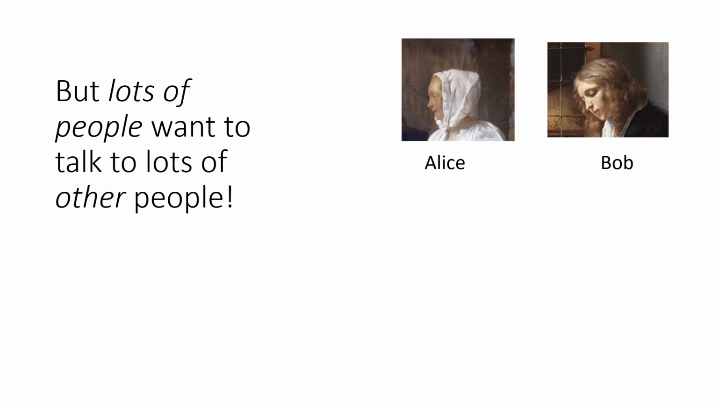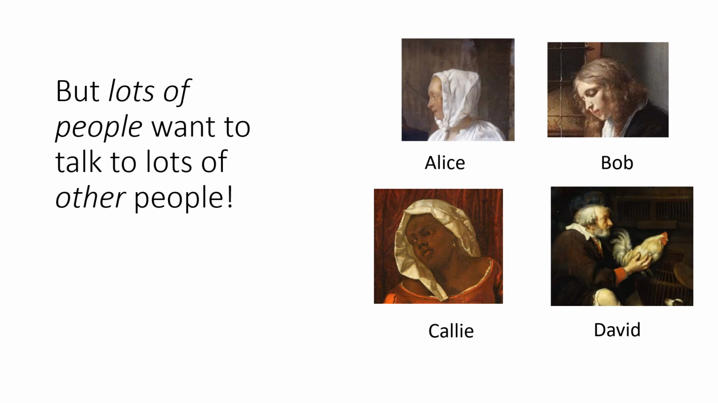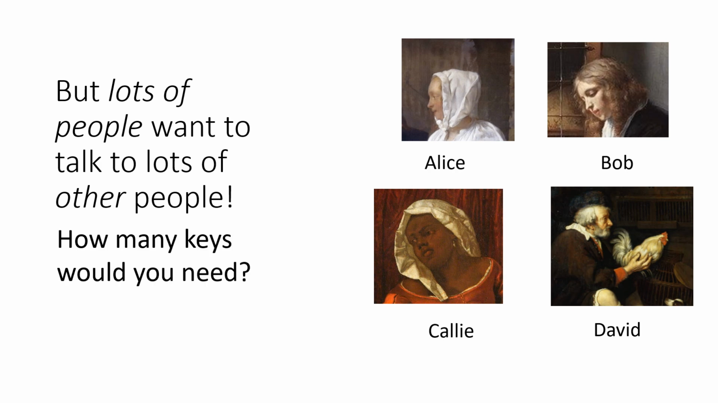But lots of people want to talk to lots of other people. We don't just have Alice and Bob, we can have many more people. Let's assume that there's 4. So let's say Alice, Bob, Callie, and David. If I have 4 people and I want to have pairwise keys between each of them, how many keys would you need? So it's going to end up being 4 choose 2, which is 6. So with more and more people who want to be able to verify each other's messages, message authentication codes become a bit unwieldy to use.